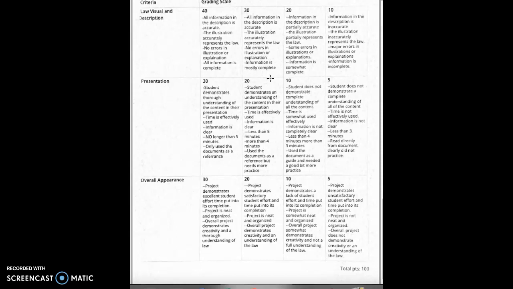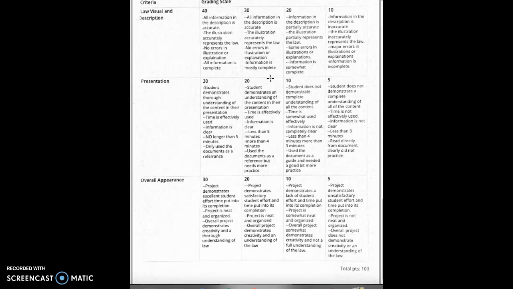Students demonstrate a thorough understanding of the content of their presentation, meaning you do not need to be reading directly from your content. You are only using it as a reference because it should be clear that you have practiced your presentation. Your time should be used effectively, information should be clear, and it should be no longer than 5 minutes.